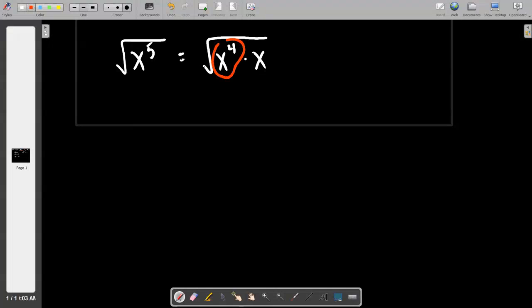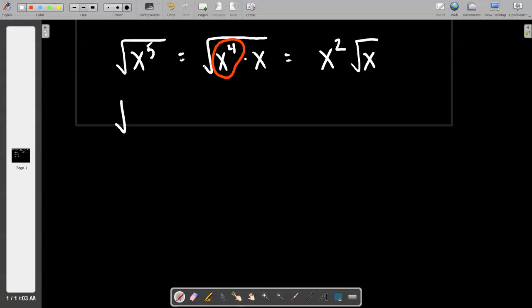what's the square root of x to the 4th? X squared. Good. And so we're going to call this our jailbreak. You've heard me use that term before. X squared is going to break out of jail, leaving his buddy X stuck inside. Easy enough, right? And you can apply this to any buffed up odd exponent.